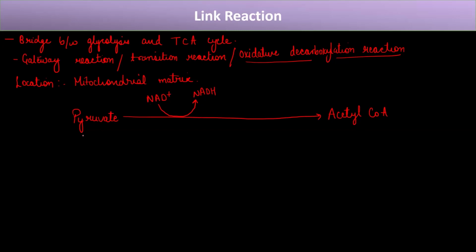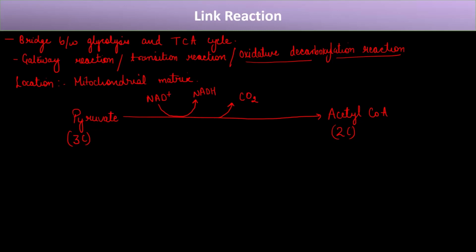And this pyruvate is a 3-carbon molecule. We have seen in glycolysis that it is a 3-carbon molecule. Now, this acetyl CoA is a 2-carbon molecule. So it only comprises 2 carbons, which means that there is release of one carbon molecule, and that release takes place in the form of carbon dioxide.